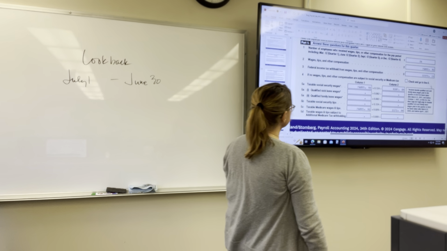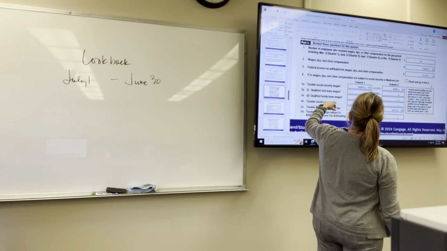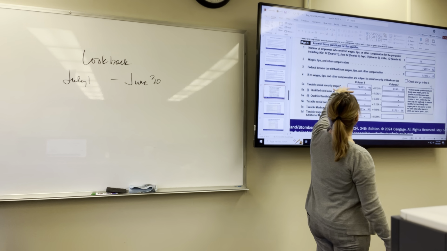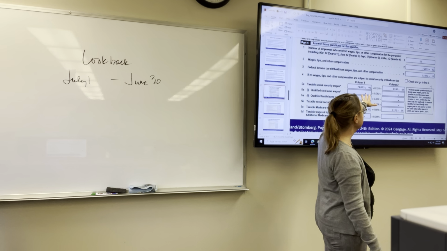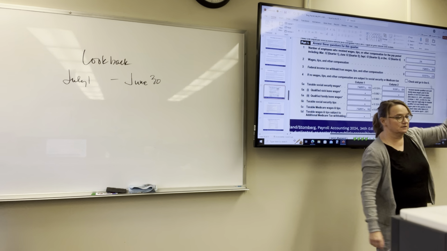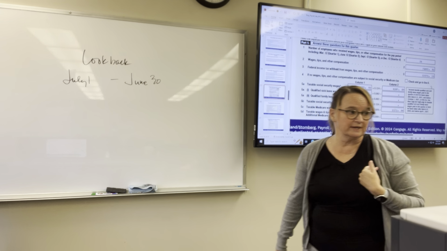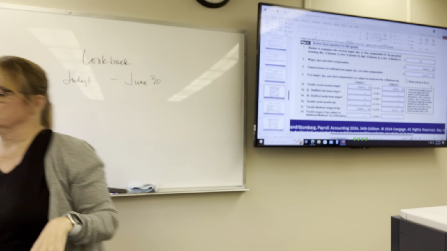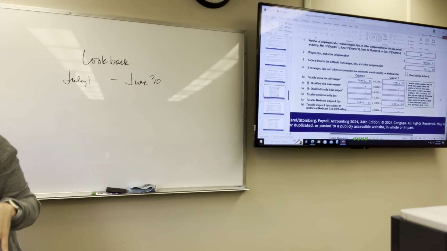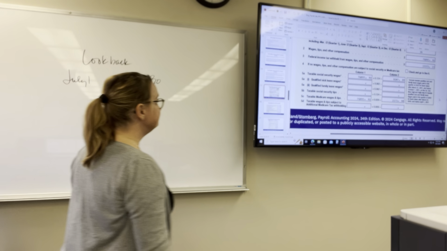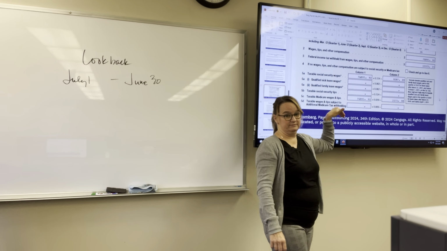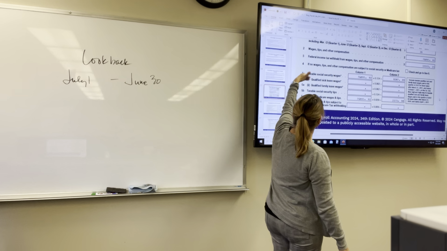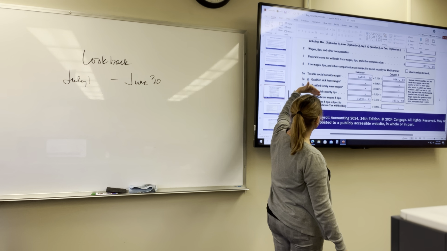Next up, line 4: if no wages, tips, or other compensation are subject to Social Security or Medicare tax, check this and go to line 6. We're not going to deal with that because we need to calculate what the Social Security and Medicare taxes are. So, line 5, and you can see there's several parts to line 5: 5A, 5B, 5C, 5D.